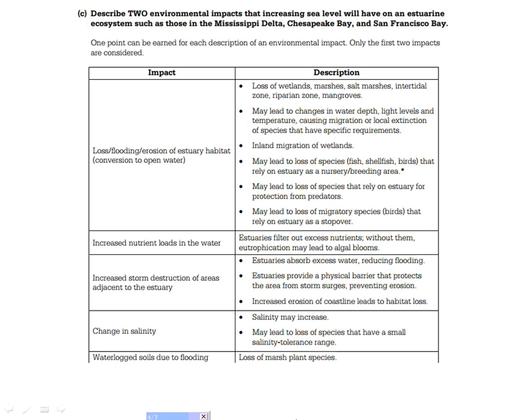Only the first 2 are going to be red. And they're not giving you necessarily a point for the impact here. They're giving you a point for the description.